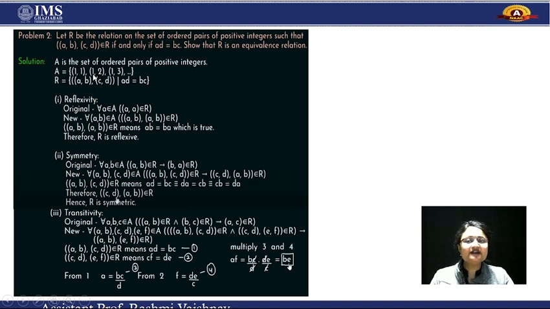Let A be a set like (1,1), (1,2), (1,3) and so on. For the reflexivity, we conclude A belongs to A and AA belongs to R. Obviously, it is reflexive. Similarly, we can say AA and AB, two same ordered pairs. If AB and AB belong to R, obviously AB equals BA. Both are equal because both indicate the commutative property in mathematics, which is true. So we can say that R is reflexive, number one.